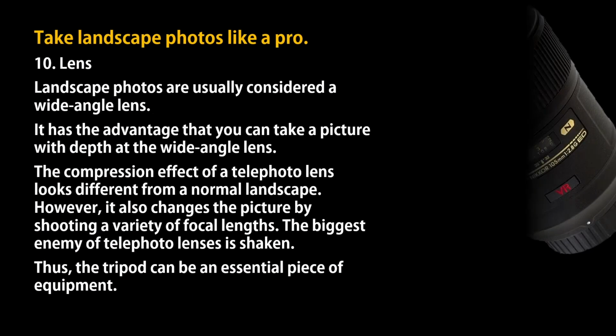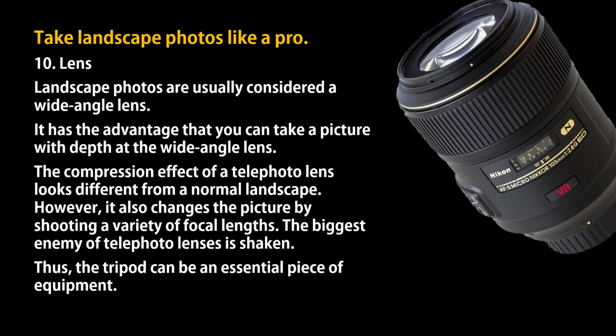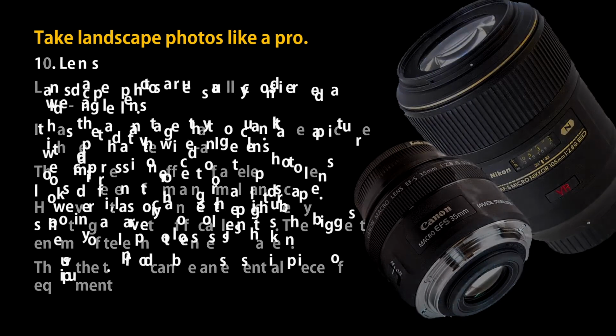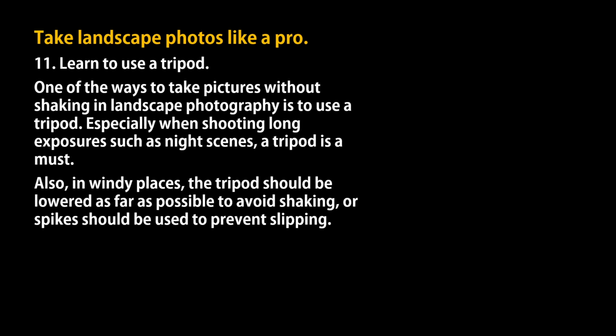10. Lens. Landscape photos are usually considered a wide-angle lens. It has the advantage that you can take a picture with depth at the wide-angle lens. The compression effect of a telephoto lens looks different from a normal landscape. However, it also changes the picture by shooting a variety of focal lengths. The biggest enemy of telephoto lenses is shaking. Thus, the tripod can be an essential piece of equipment.